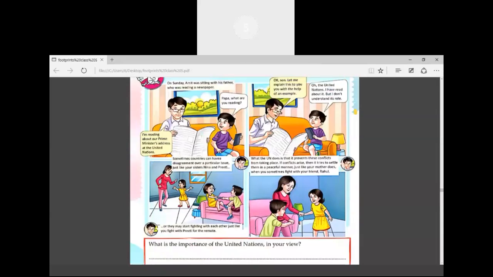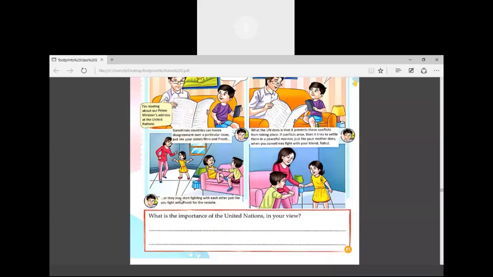So his father explained the role of the United Nations with an example: like your sisters fight, in the same way countries can also fight. They can have disagreements, they can have different opinions. So what the United Nations does is that it prevents these conflicts. Prevents means bachana, or to stop something. ऐसे conflict होने से बचाता है. Conflicts means having different kinds of opinions, fighting or disputes, from taking place.